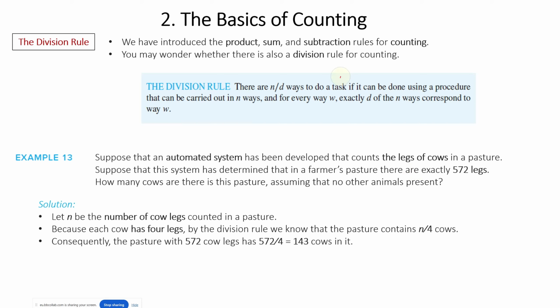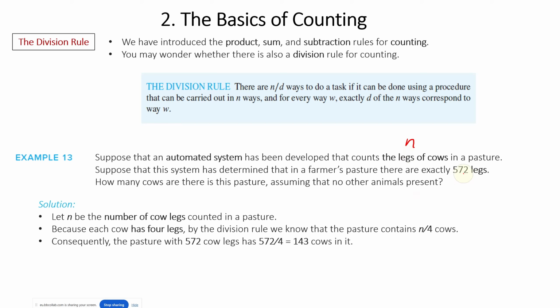So n is going to be how many legs of cows I have. Suppose that this system has determined that in a farmer's pasture there are exactly 572 legs. So we have 572 legs. How many cows are there in the pasture?